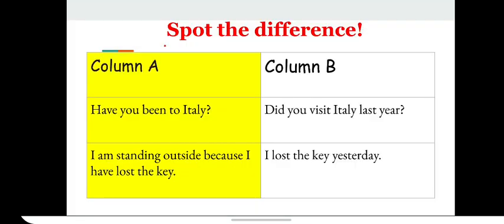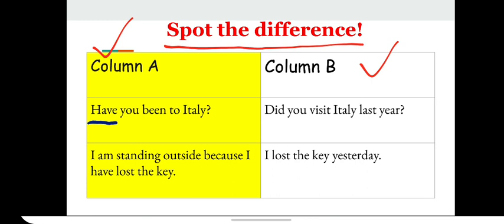Now I need all of you to spot the difference here between column A and column B. You can pause the video for a while and find out the difference. So in column A, what you see is it uses have and the third form of verb, past participle. Likewise here, I'm standing outside because I have lost the key. So have is also here and our V3.